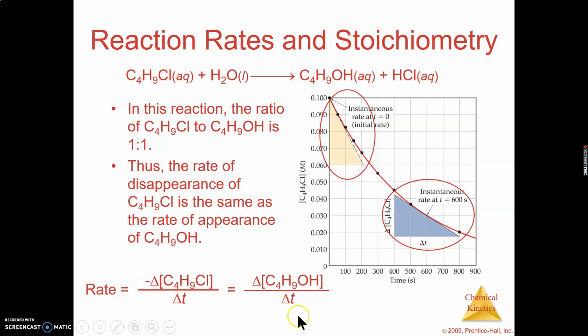Or you could write the rate in terms of how fast I'm making a product. So we're gaining the product, and that's why you see it's not negative. It'd be a positive value here. And remember, delta is change, so final minus initial: final concentration minus initial concentration, divided by final time minus initial time. And so we can look at the rate either with respect to the reactants, or with respect to the products. Either one.